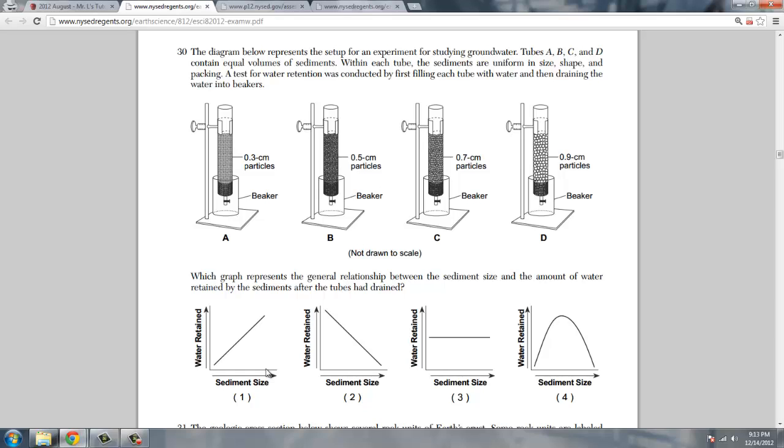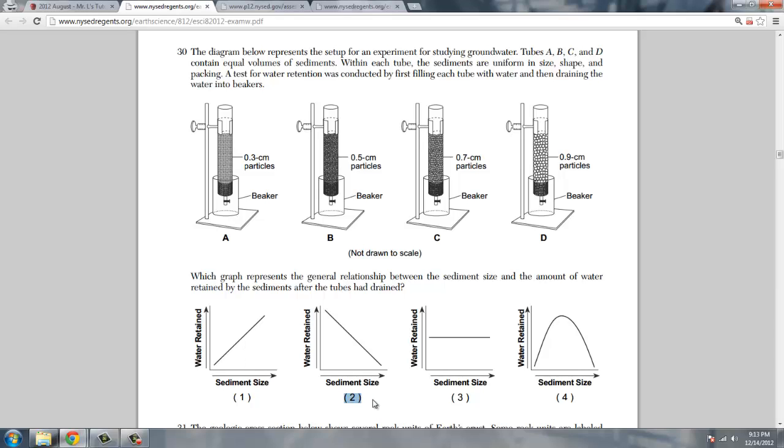People try to rush a little bit, and they want to look at the direct relationship, and think, oh, this looks right. It always looks right. When you ever see a direct relationship, it looks nice, so it looks like the correct answer. The correct answer here is 2.